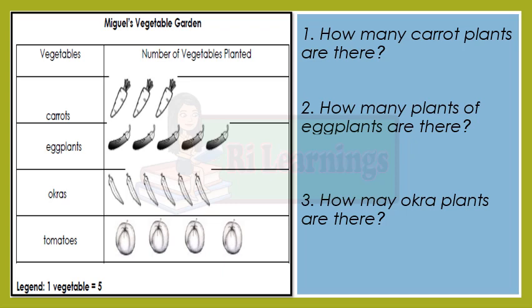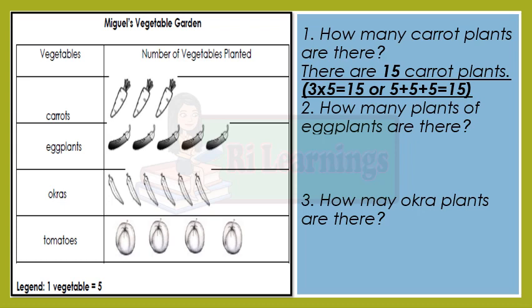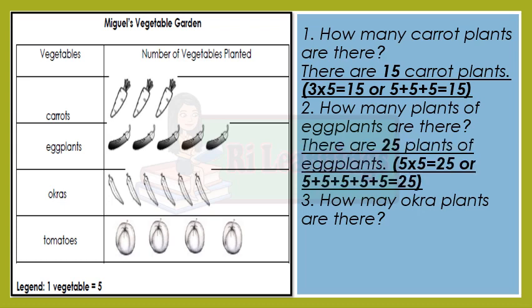1. How many carrot plants are there? Miguel drew 3 carrots. Each carrot is equal to 5. 3 times 5 equals 15. There are 15 carrot plants. 2. How many plants of eggplants are there? Miguel drew 5 eggplants. Each is equal to 5. 5 times 5 equals 25. There are 25 plants of eggplants.